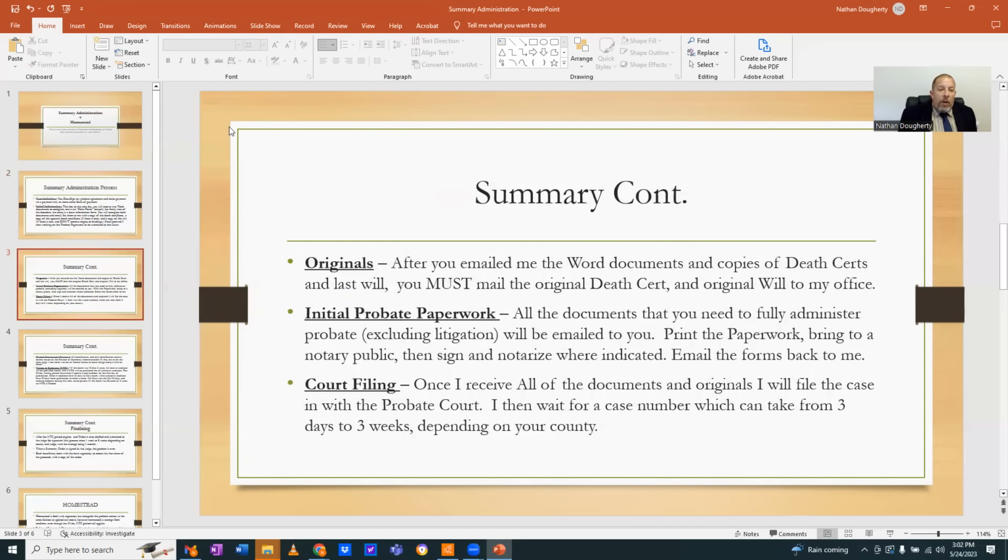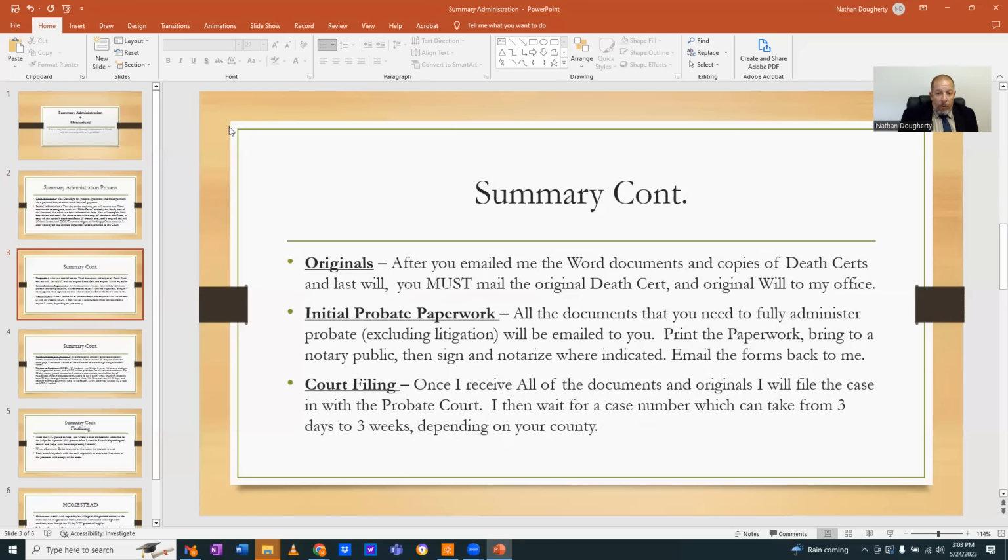Now, the only original paperwork that I need mailed to my office are the death certificate and the will. Now, you've already emailed them to me, and I'm already preparing the probate paperwork to send to you. In the meantime, however long the postal service takes, anywhere from a couple days to a week to get the originals.